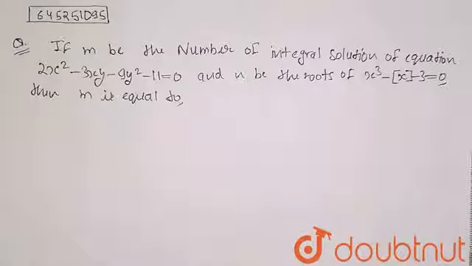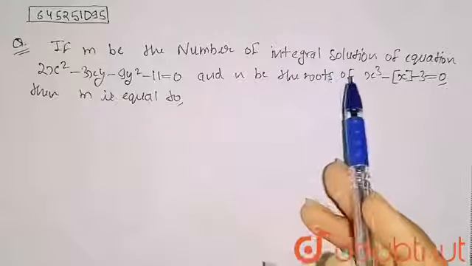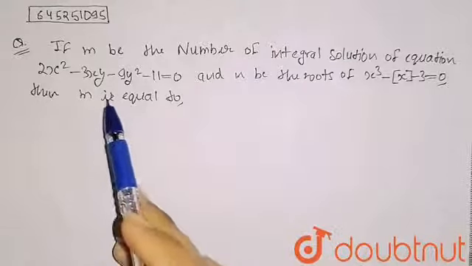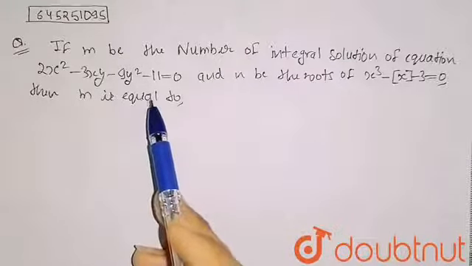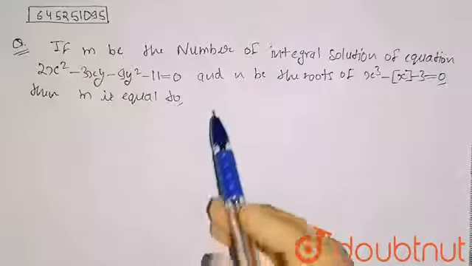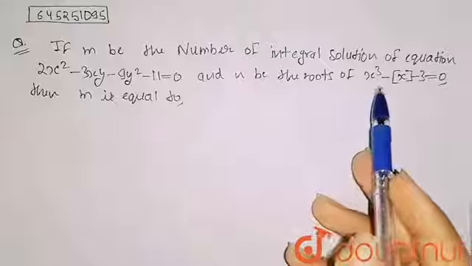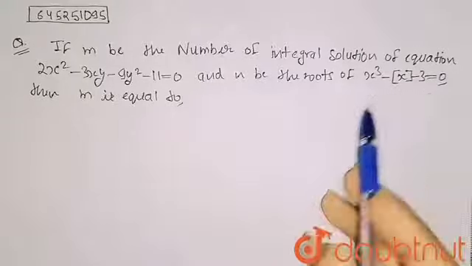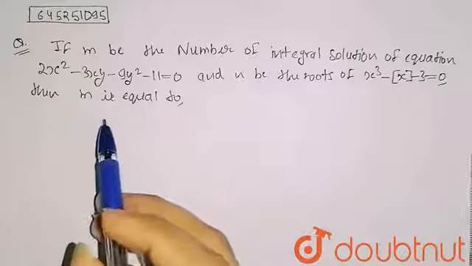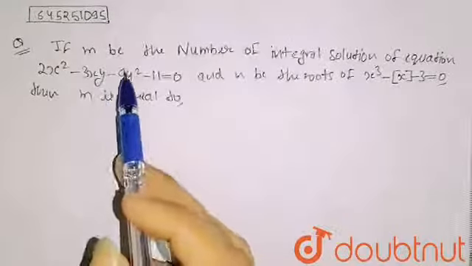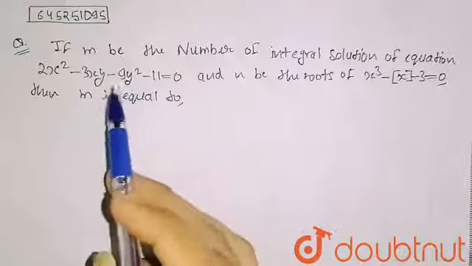Hello friends. So in this question it is given that if m be the number of integral solutions of the equation 2x square minus 3xy minus 9y square minus 11 equals to 0, and n be the roots of the equation x cube minus greatest integer function of x minus 3 equals to 0, then m is equal to what? You can see m is the number of integral solutions of this equation. So first we have to find the solution of this equation.